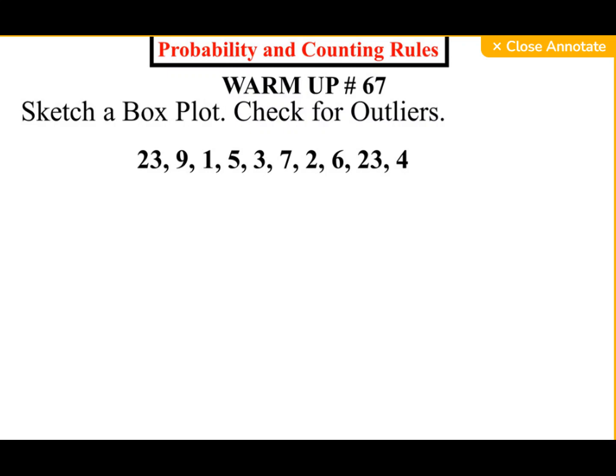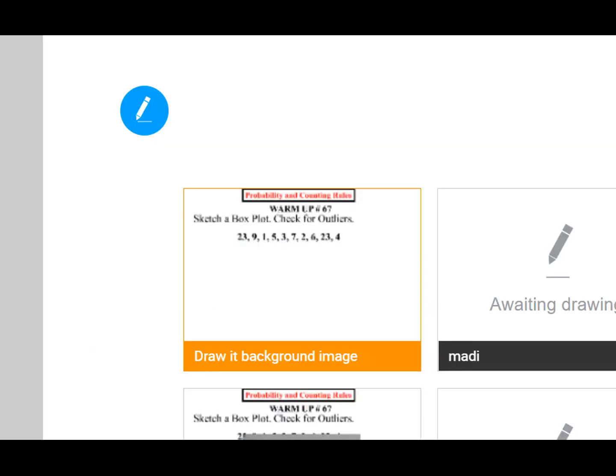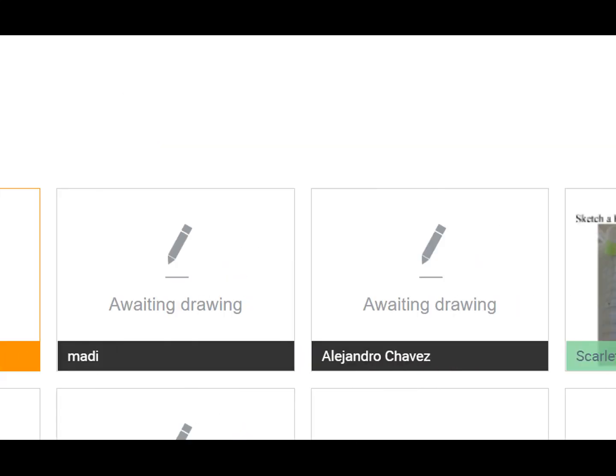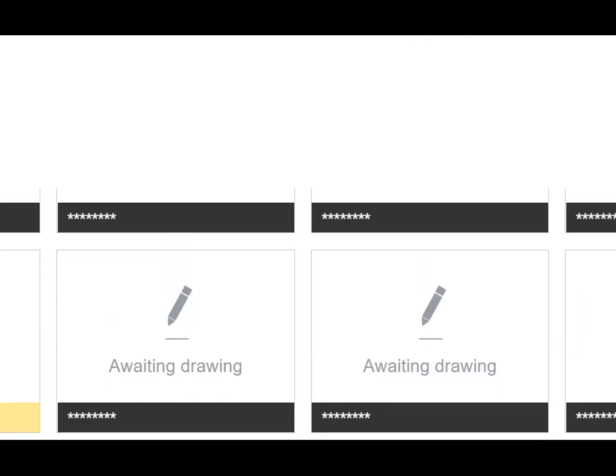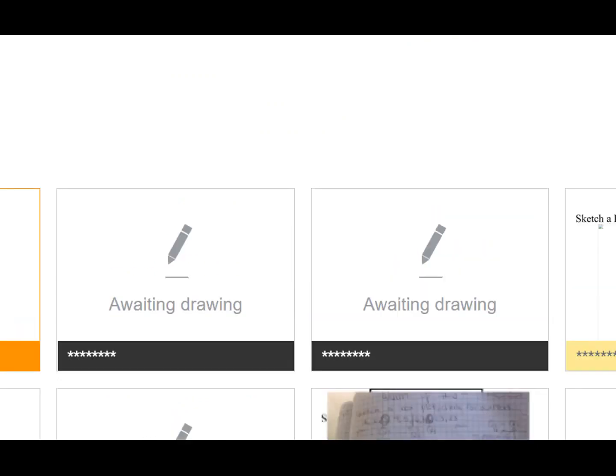So warm-up number 67, we good? It's to sketch a box plot and check for outliers. All right, check with the neighbors, see what they got, please, so we can move on.